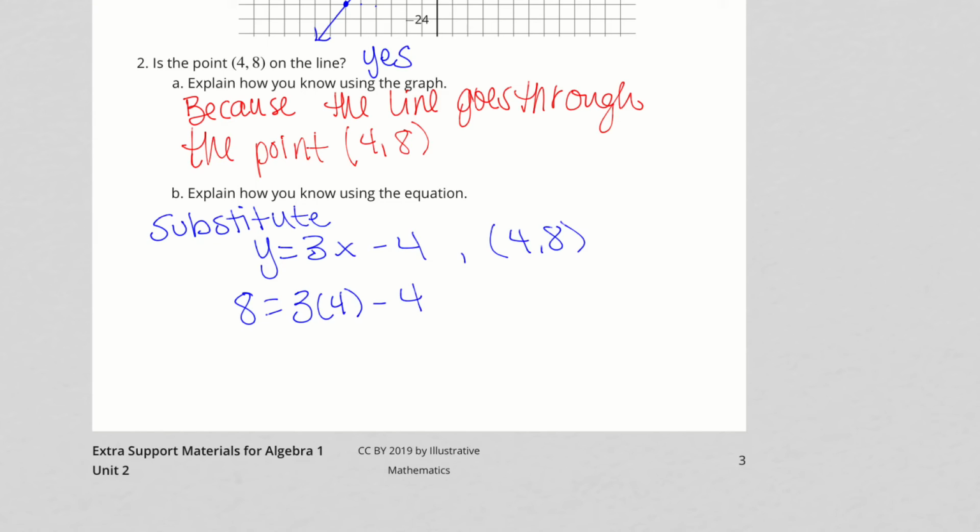What is 3 times 4? What is 12 minus 4? 8. Does 8 equal 8? Yep. So we know it's a solution.